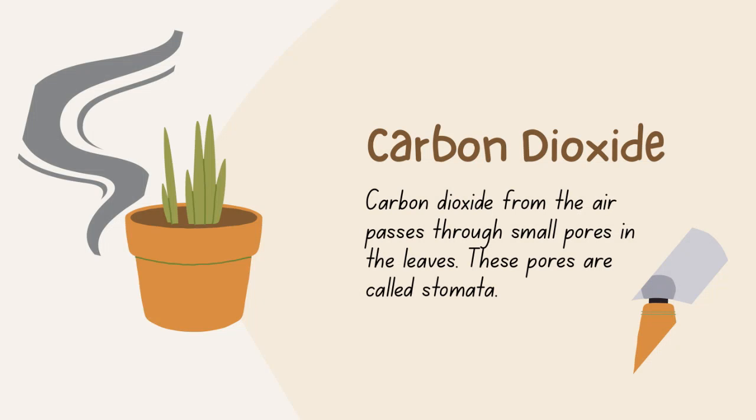Let's talk about how carbon dioxide enters the leaves. It passes through tiny openings called stomata. These stomata are like little doors on the leaf surface that open and close.